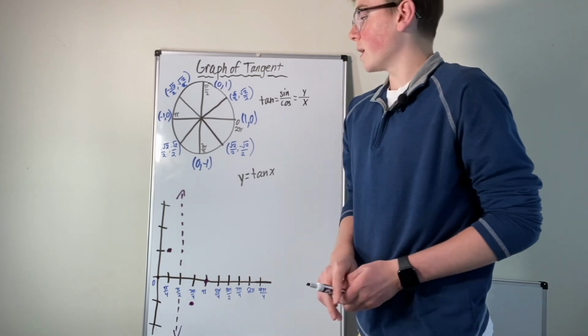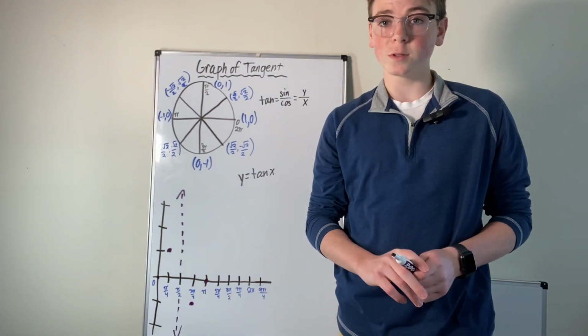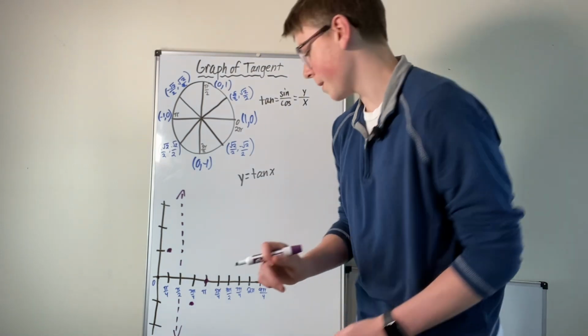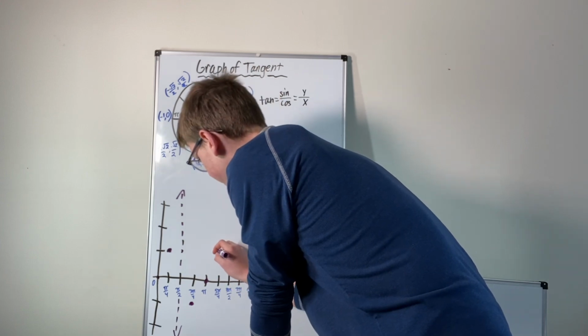Then we have negative root 2 over 2, comma, negative root 2 over 2, which will be negative root 2 over 2 divided by negative root 2 over 2, which will give us 1. So at 5 pi over 4, we have 1.